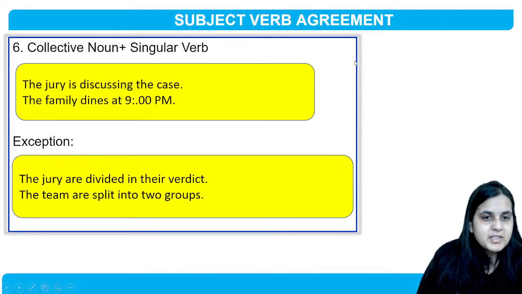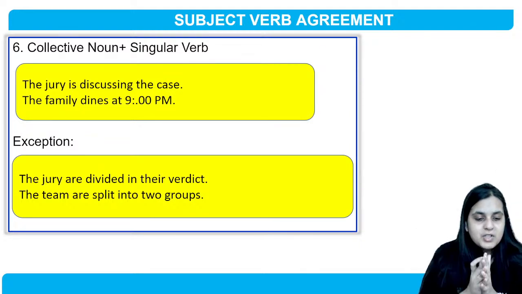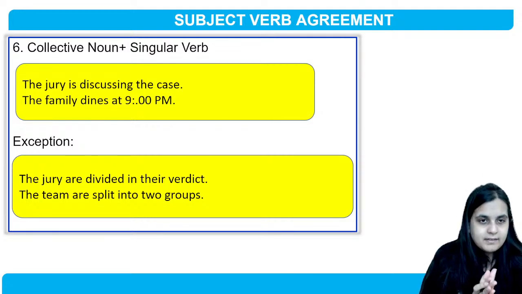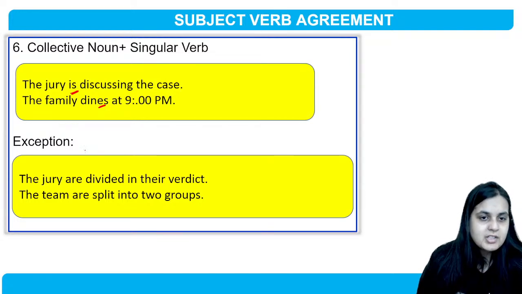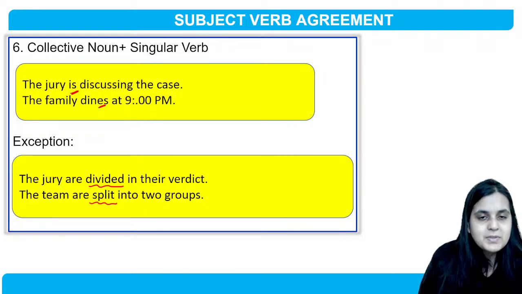Now you remember, guys, we discussed this rule. Collective nouns always take a singular verb because they refer to a group or a collection. It refers to one combined unit or one combined entity. For example, jury is discussing the case, family dines at. We also discussed the exception that when the collective noun is divided, split up, it's no longer together. Do you all remember this rule in the nouns class? It's more like a revision, guys, that we are doing.